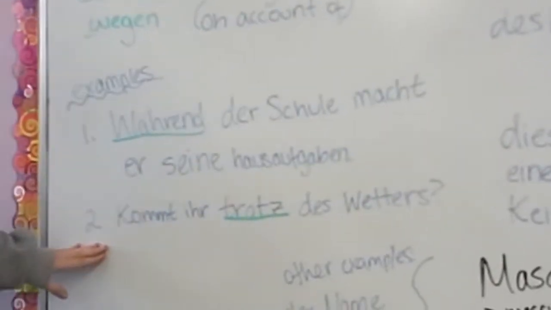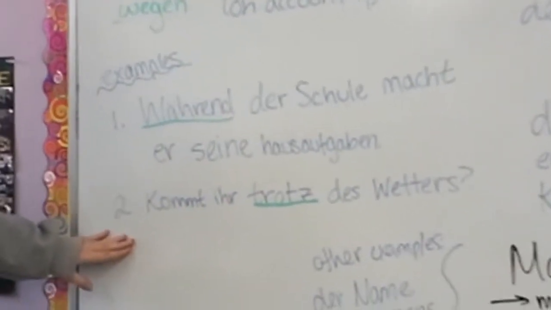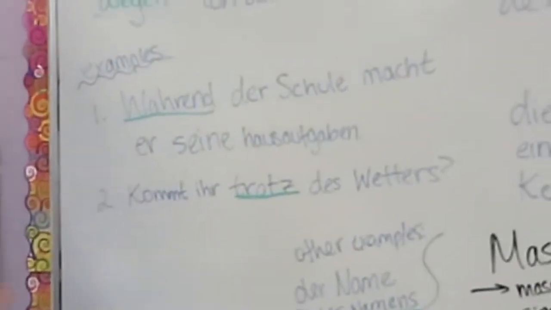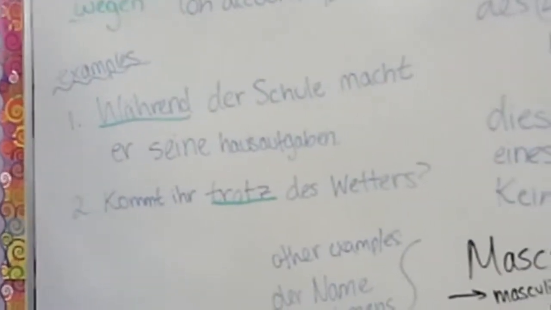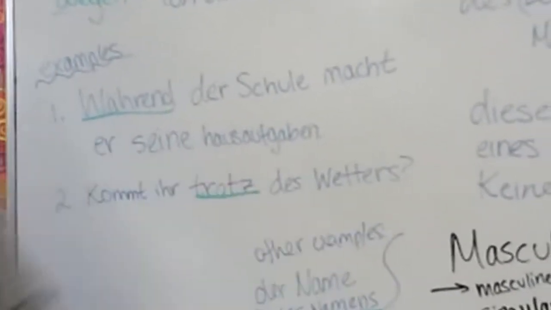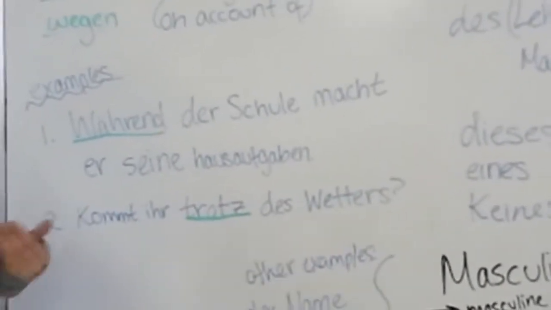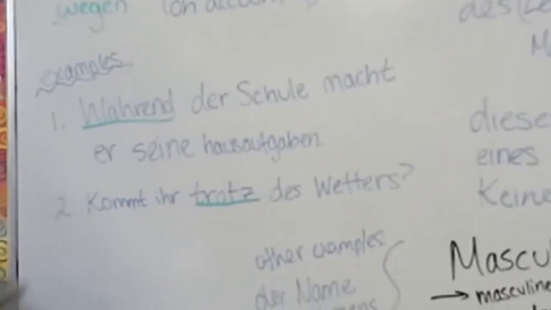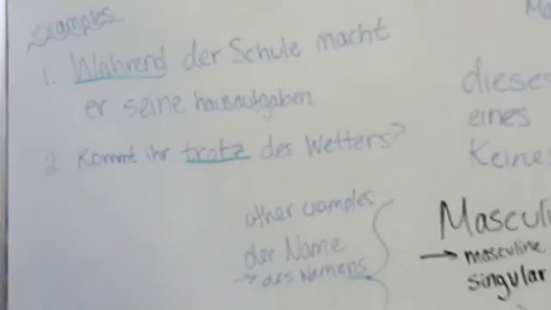The second example, Kommt ihr trotz des Wetters? Trotz means in spite of. Here it's asking, are you all coming in spite of the weather today? And here the noun Wetter changes to genitive, from neuter das to des. Okay.